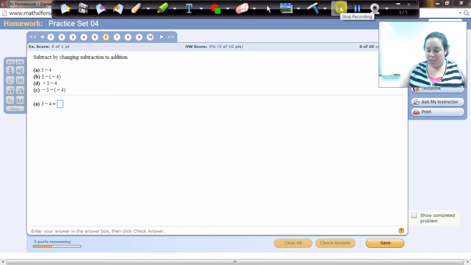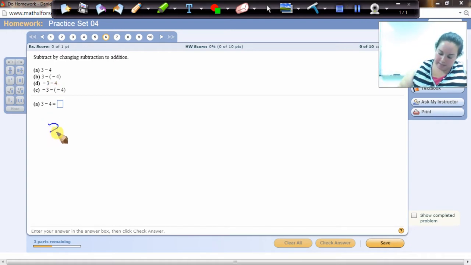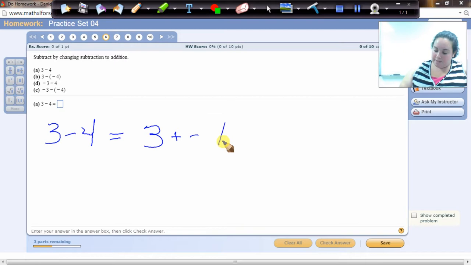Subtract by changing subtraction to addition. In A, we have 3 minus 4. But this is really the same thing as 3 plus negative 4. And how do we add two numbers that have different signs? You subtract them, and you keep the sign of the one with the bigger absolute value.